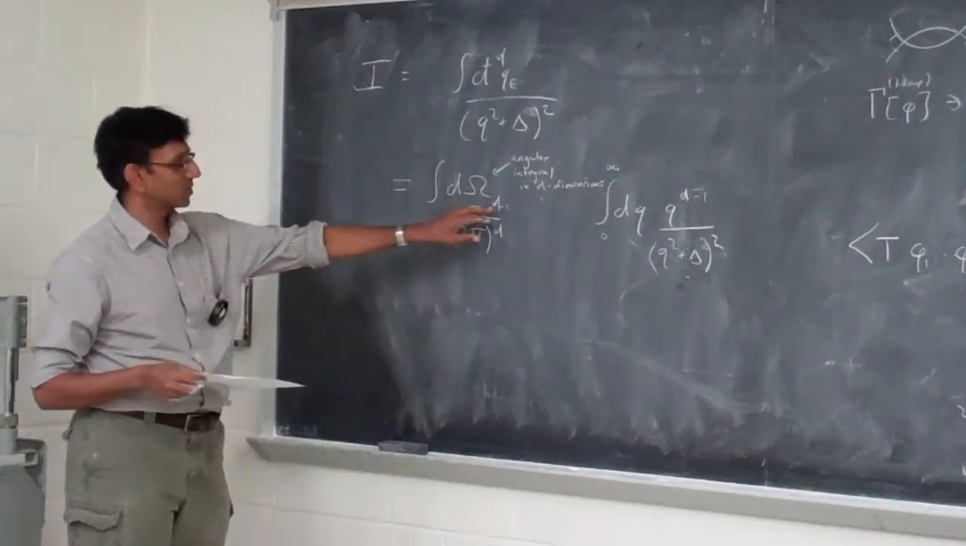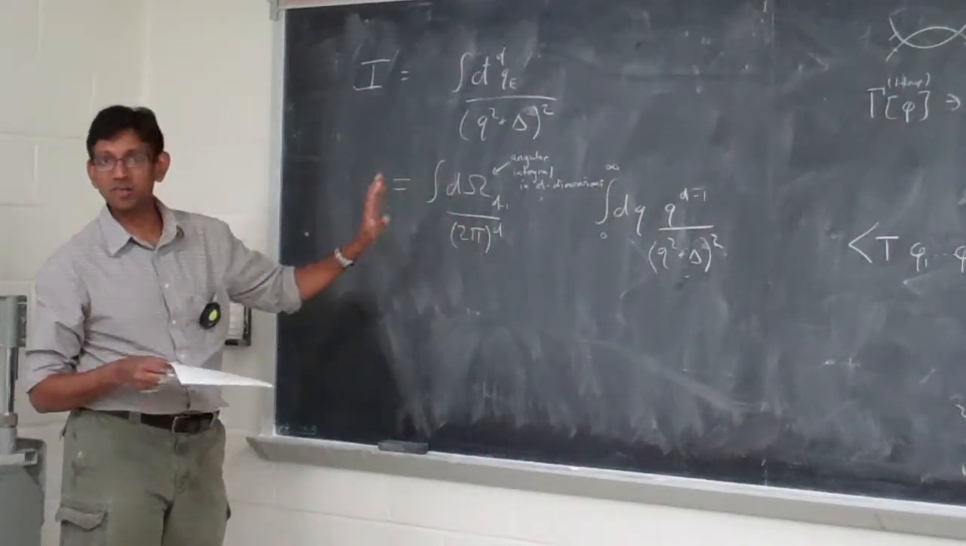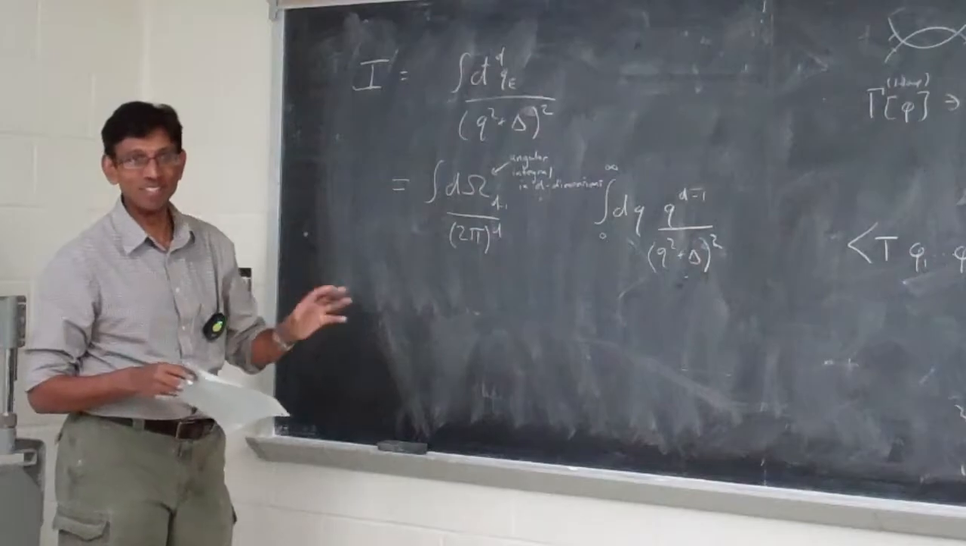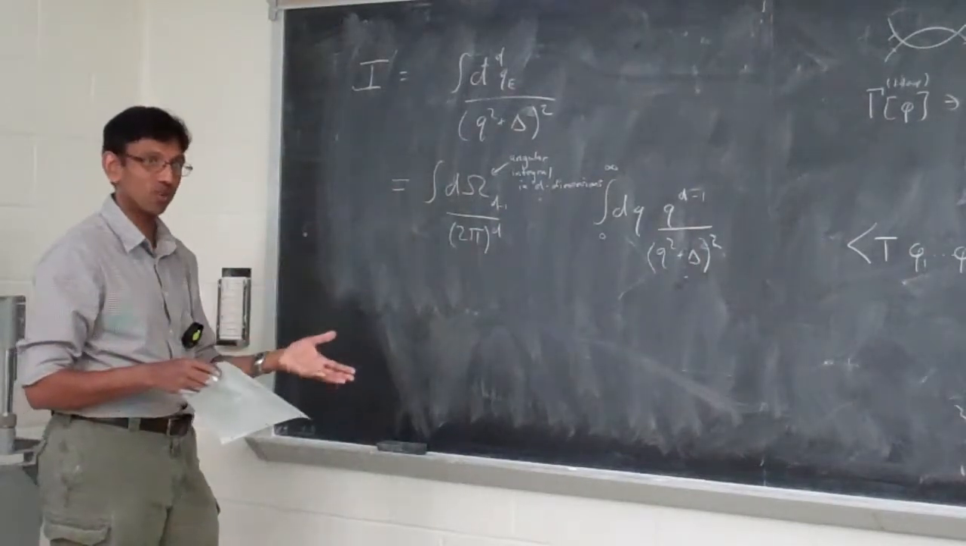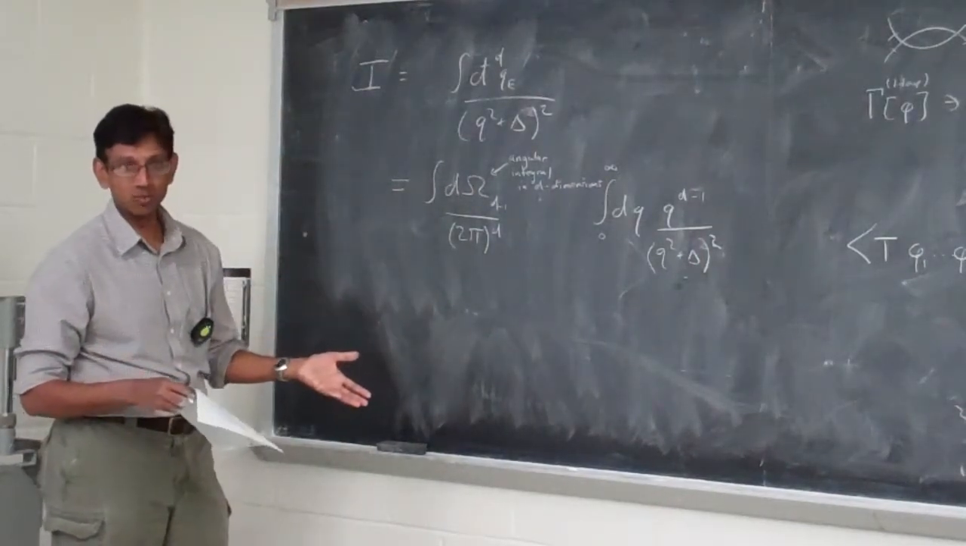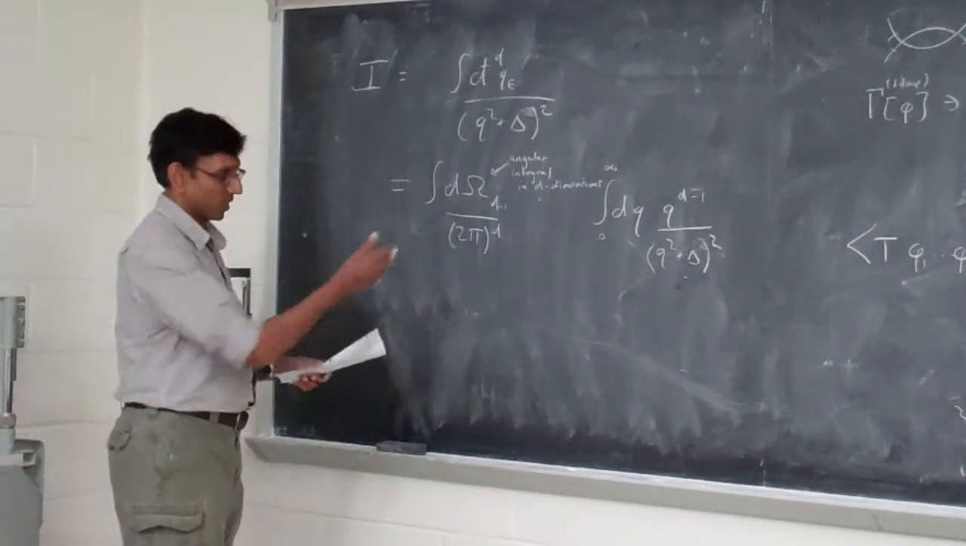I don't know what Peskin's notation is. He might actually call it omega d. So beware, because it's either the sphere in d dimensions or the d minus 1 dimensional sphere. But you understand the logic.